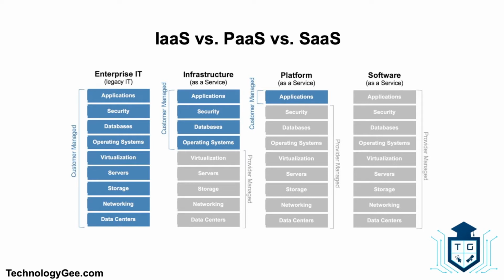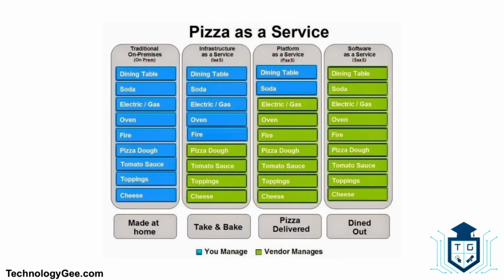And here is a handy little chart showing you the cloud computing models and their separations of responsibilities, everything from on-premise to infrastructure as a service, platform as a service, and software as a service. Now, if you are still confused about how cloud computing services work, you can use this analogy known as pizza as a service, and hopefully this will make things make sense for you. So the made at home, that will be your on-premise.